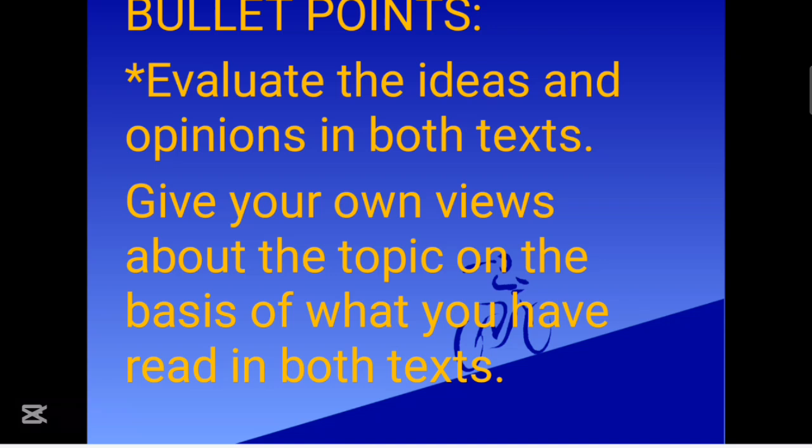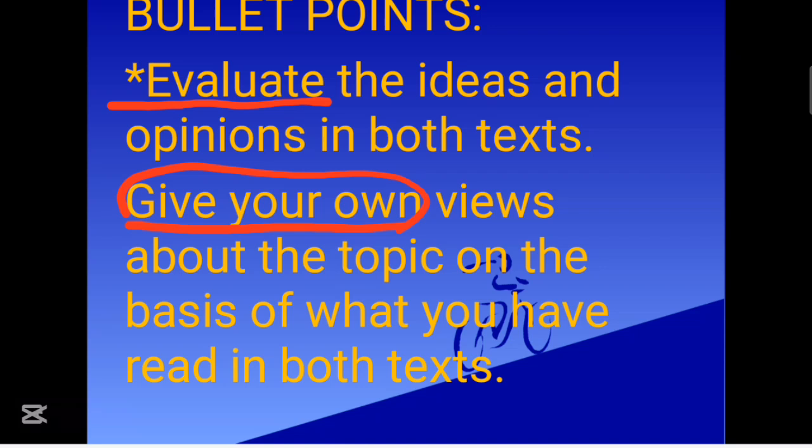Once you have the question in front of you, you have to deal with these two bullet points. First one is evaluate the ideas and opinions in both texts. You are going to have two stimulus texts. You will read them, and the marks that you are going to get are going to be for evaluation and giving your own opinion. This is going to be your article, you are going to write about it. When you write, your stance must be very clear, that whatever you believe in, you are writing that.